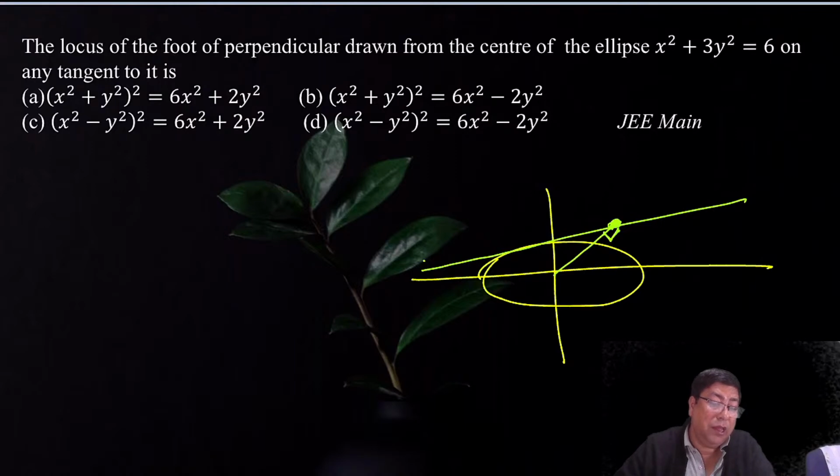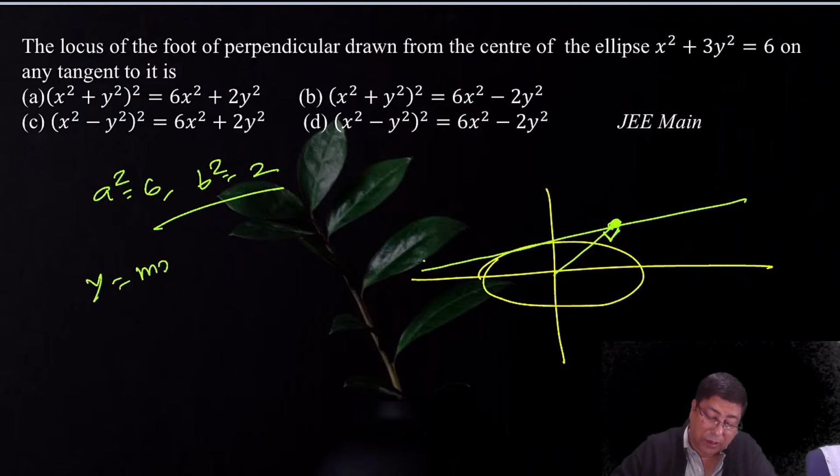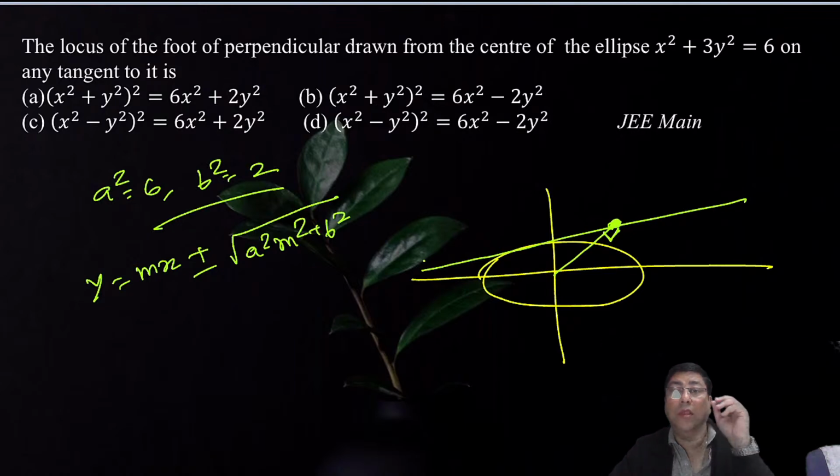So the equation of the ellipse is: a square equal to 6 and b square equal to 2. Now the equation of the tangent is y equal to mx plus or minus root over a square m square plus b square. But this is a theory, and this type of theory is very important. You have to remember this, then only we can solve the sum.